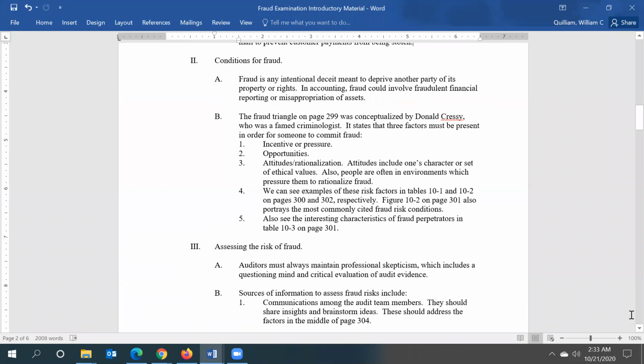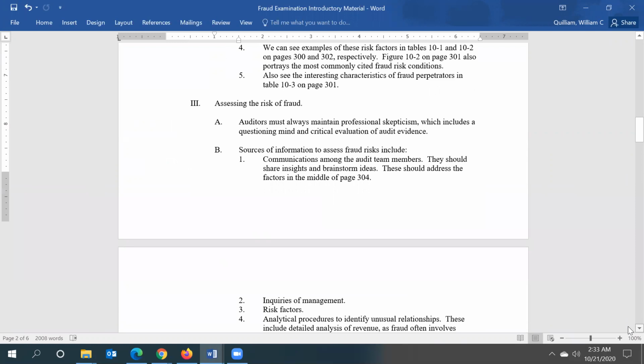Then, assessing the risk of fraud. Most stuff in here I can skip because it's geared toward auditing.